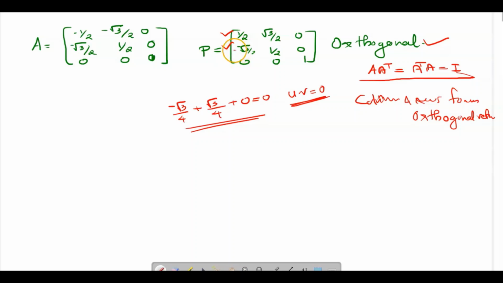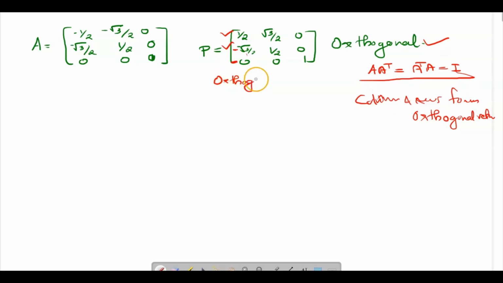And let's calculate for these two vectors. This is 0, this is 0, this is 0, so the sum is 0. And for rows 1 and 3, this is 0, 0, 0. Now taking the columns also, we get the dot product equal to 0. That is, the given matrix is an orthogonal matrix. So P is an orthogonal matrix.